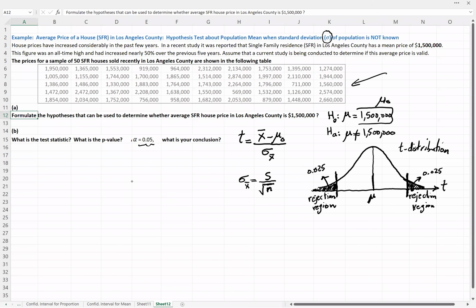Okay, so we need to compute some of the information here, but we have n because we know n is 50. We need to compute the sample standard deviation. This is, by the way, also referred to as the standard error, sigma x bar. And this is the sample standard deviation. And x bar is the sample mean, and mu0 is the hypothesized value for the population mean.